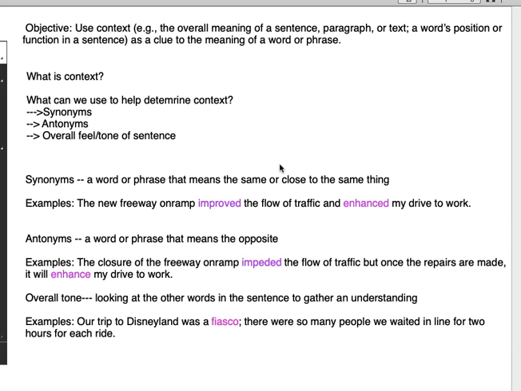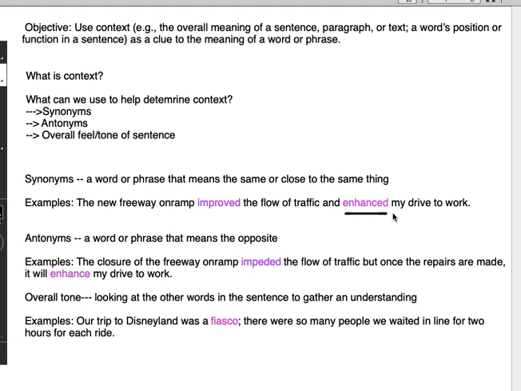Now, let's say I don't know what the word enhanced means. If I'm trying to determine the meaning of this word enhanced, I can use the context clue of this word improved. The new freeway on-ramp improved the flow of traffic. Well, when something is improved, it gets better, right? So if I've improved the flow of traffic, then my drive to work is enhanced. My drive to work must also have been improved, correct? So by not understanding what the word enhanced is, I use the word improved to help determine the meaning of the word enhanced.